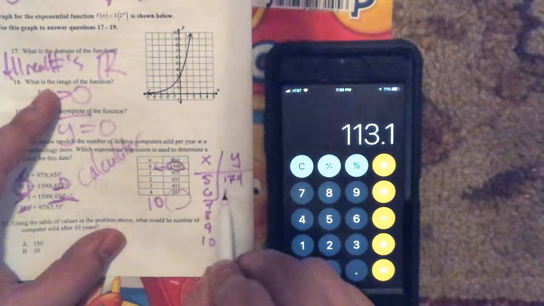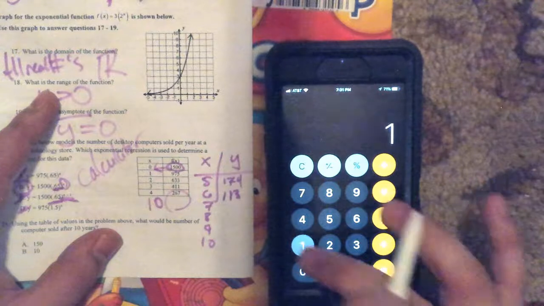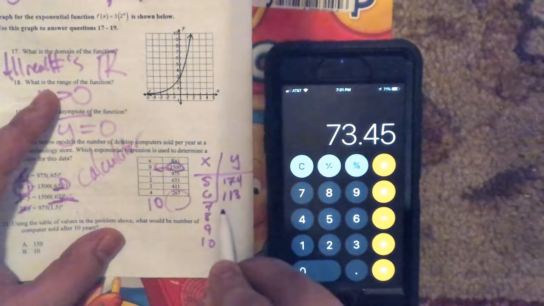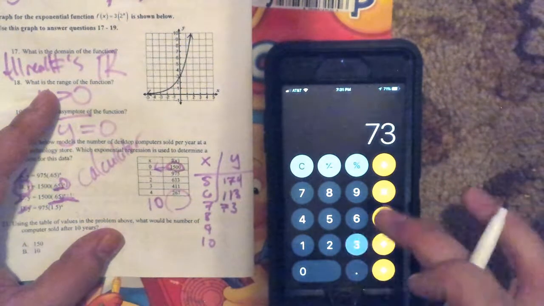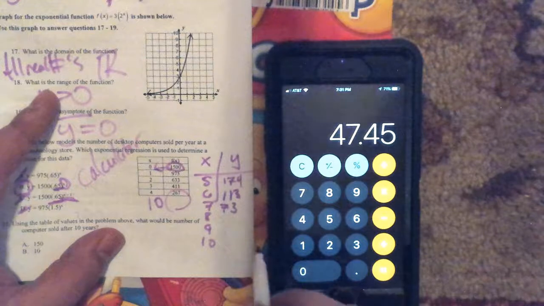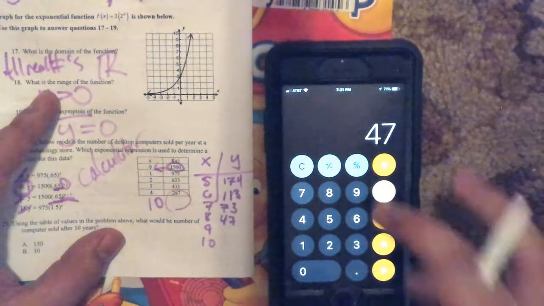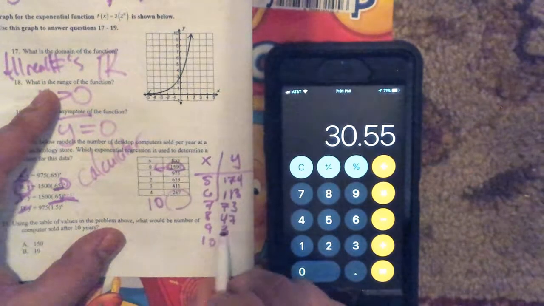I get 113. Okay, 7. So I got 113 times 0.65. That's 73. Keep going. 73 times 0.65. That's 47. Okay, so then that's 47 times 0.65 equals 30. I'll round up to 1, so that's 31.